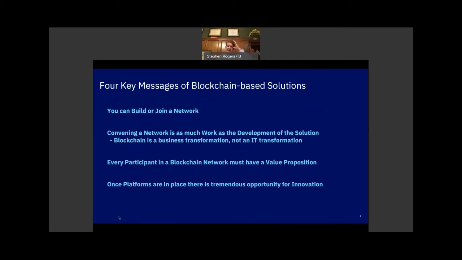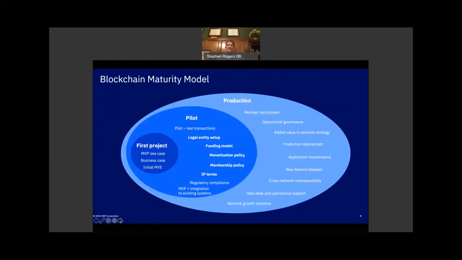And when we get to the Q&A, I can give you some really good examples of that. But my last chart is a little bit about the blockchain maturity model, which is when you start out with that first project, your minimum viable product, you must be thinking about your minimum viable ecosystem. Who are you going to get to work with you, right?